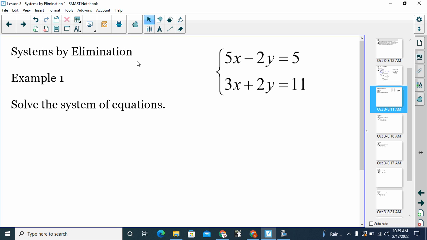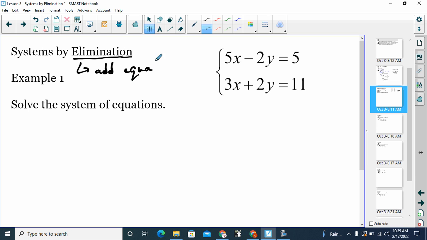So the word eliminate means to get rid of. We are going to eliminate, we're going to get rid of one of the variables, and we're going to do it by adding the equations together. So our goal is to add the equations together and eliminate, get rid of, a variable. Add equations, get rid of a variable, either x or y.